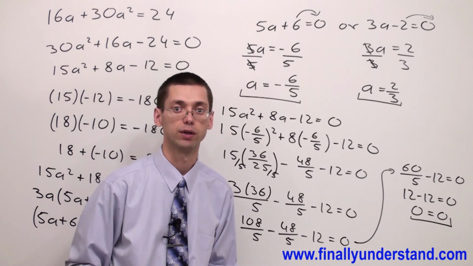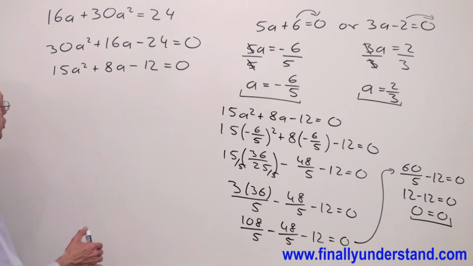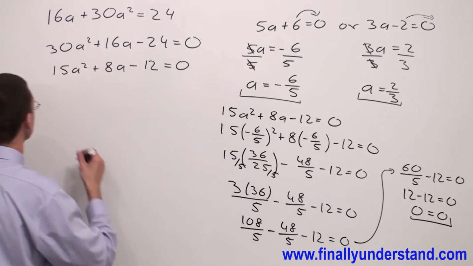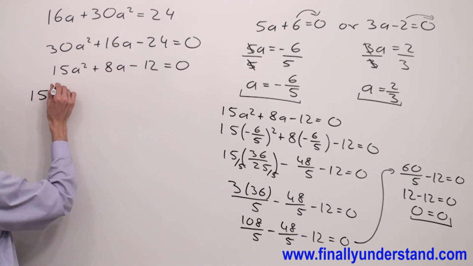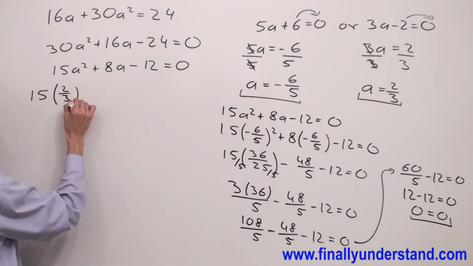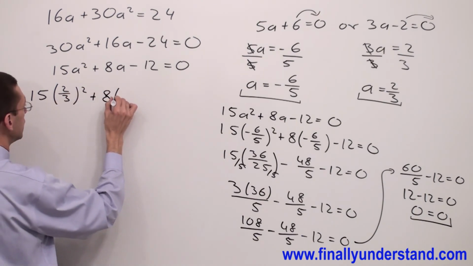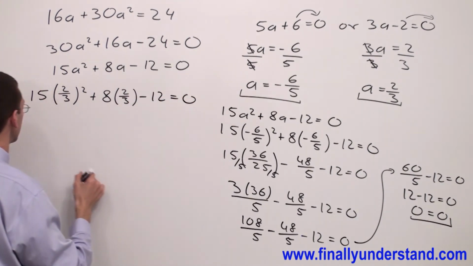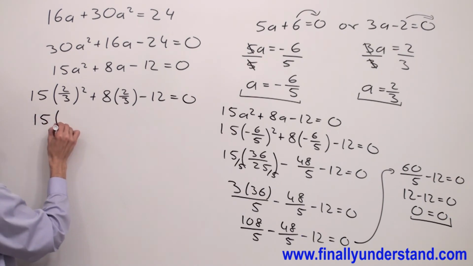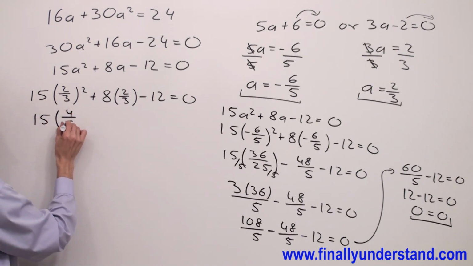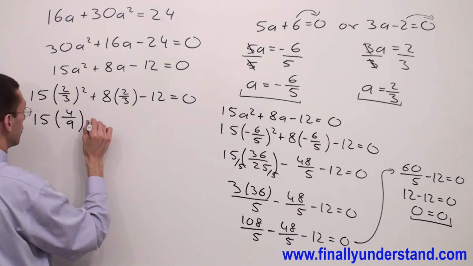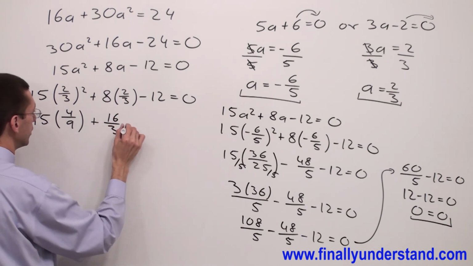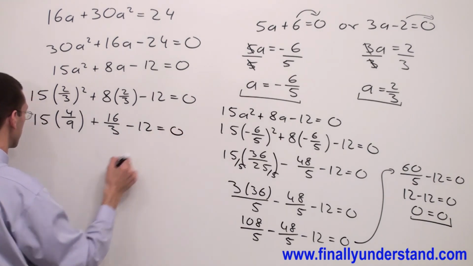Let's verify the second one. Now we're supposed to substitute every single a in this equation by 2/3. So I have 15 times 2/3 to the second power plus 8 times 2/3 minus 12 is equal to 0. I have 15 times 4 over 9 plus 8 times 2 is 16 over 3 minus 12 is equal to 0.